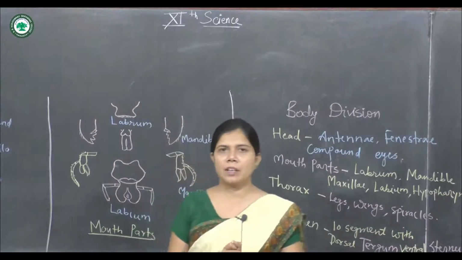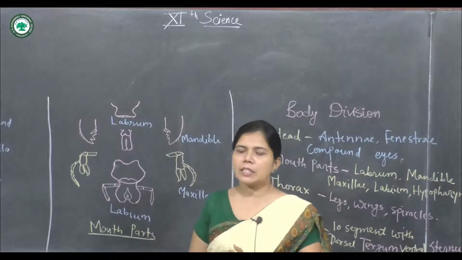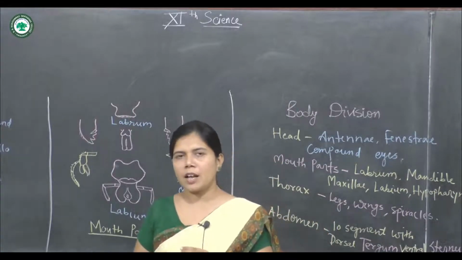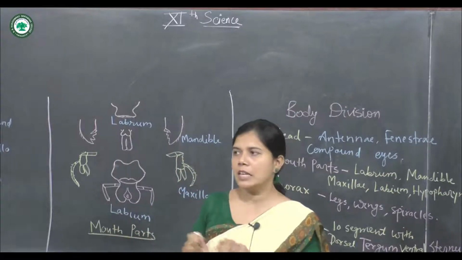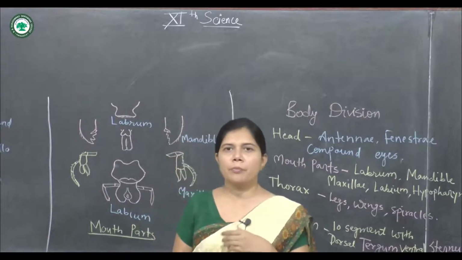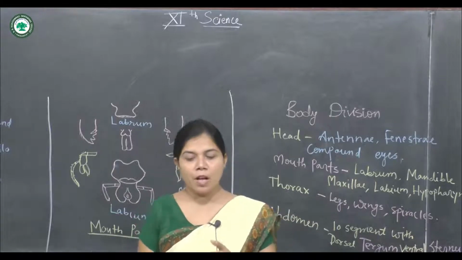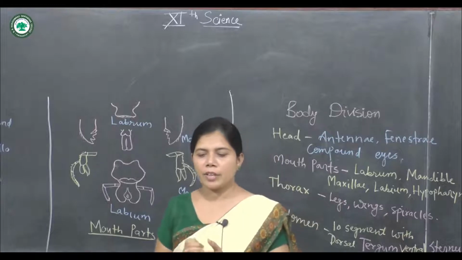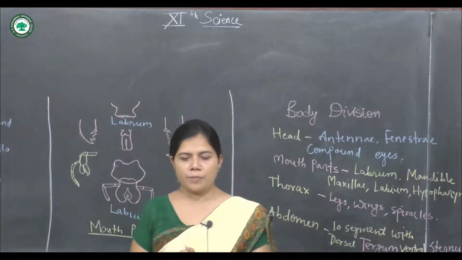Next to the maxillae, there is the labium. Labium is also called the lower lip of the cockroach, or the second maxilla, which covers the preoral cavity from the ventral side, and it is attached to the posterior part of the head.